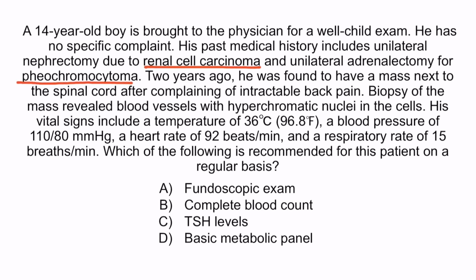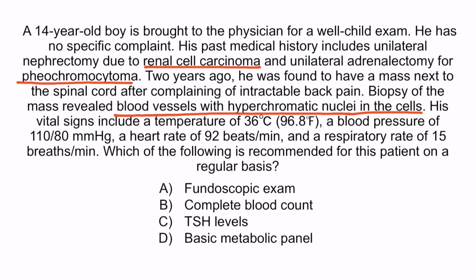This patient has a past medical history of renal cell carcinoma and pheochromocytoma. Presence of these tumors at such a young age already increases the suspicion for a genetic syndrome. Biopsy of the mass found next to the spinal cord revealed vessels with hyperchromatic nuclei in the cells. This is a classic description for hemangioblastoma. So this patient has a history of renal cell carcinoma, pheochromocytoma, and hemangioblastoma. Therefore, the most likely diagnosis is Von Hippel-Lindau syndrome.